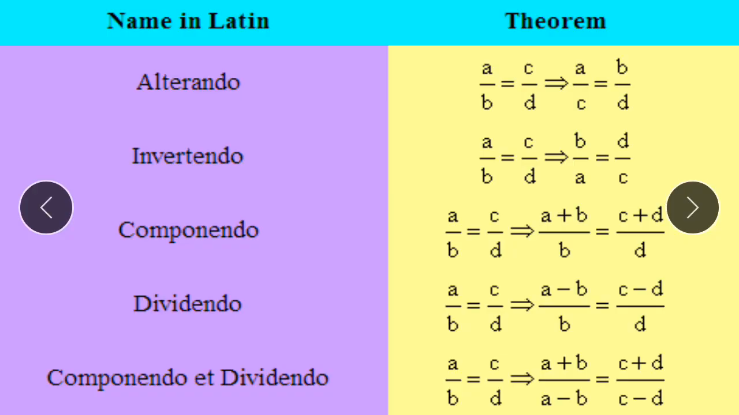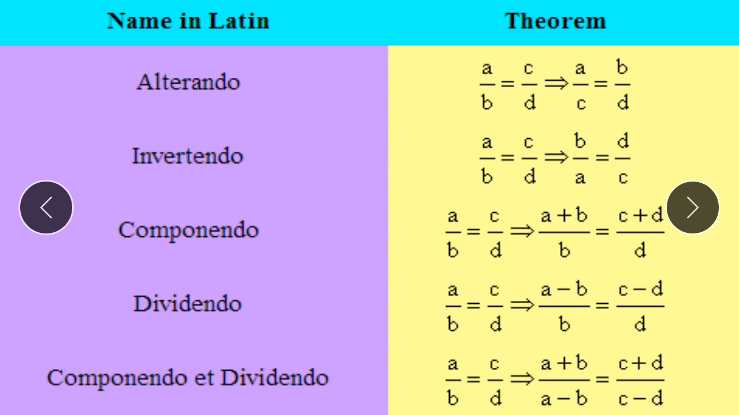Let's again revise these theorems. In alternando, just remember it with the word alternate: first, then not the second, rather the third. If a ratio b equals c ratio d, you write a not with the second, rather with the third, so a ratio c and b ratio d. You have gone with the alternate process here. In invertendo, you go with the inverse process. If it's a ratio b equals c ratio d, the inverse of a upon b is b upon a. Like if it is 1 upon 2, the inverse of 1 upon 2 is 2 upon 1. This is the invertendo theorem.